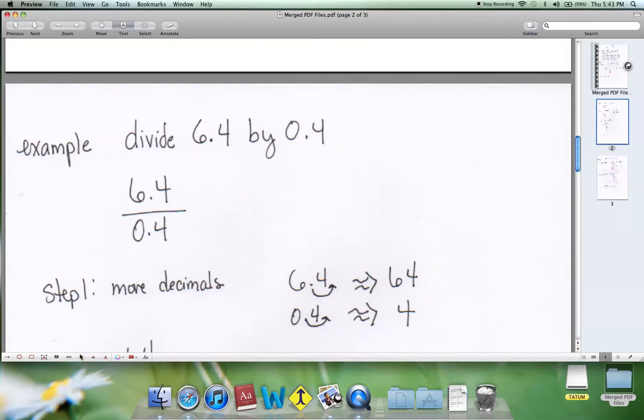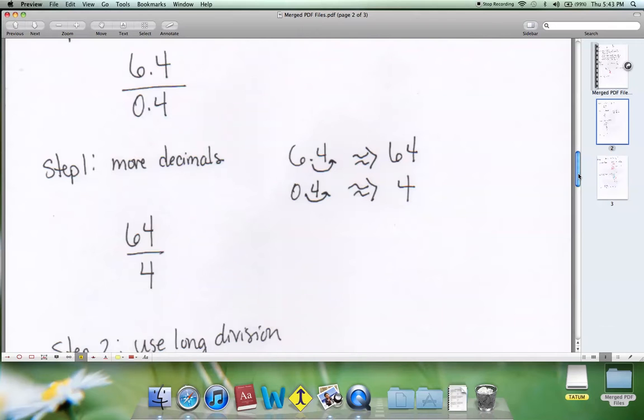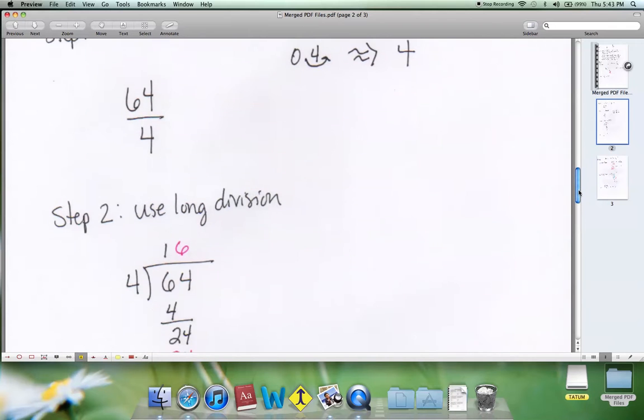So 6.4 becomes 64, and 0.4 becomes 4. On both of these, I just needed to move the decimal one place to make a whole number. Then our next step is to use long division.